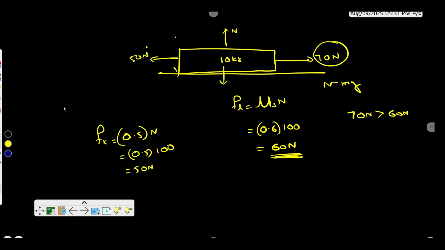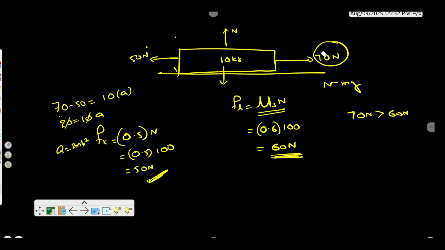Okay. Now what will happen? So the net force on the body is 70 minus 50, which equals 10 into A. 70 minus 50 is 20, which equals 10A. The 10s cancel. Acceleration of the body is equal to how much? 2 meter per second square. I hope you understood this. So this is how we are going to calculate acceleration in the block. I hope you understood. So kinetic friction should be used only when the applied force is more than limiting friction.